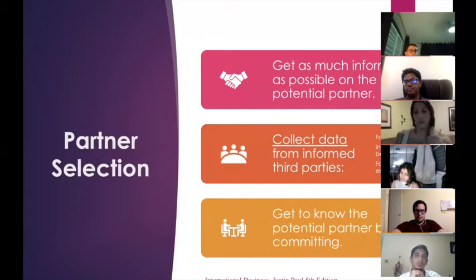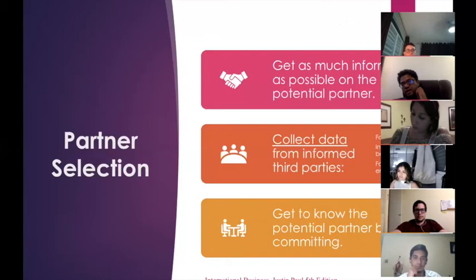This is what consultants always advise when you are looking for a business partner. And collect data from informed third parties. It can be former partners of the same company, it can be investment bankers, it can be former employees. So in other words, you can also get a credit report of this potential partner. A credit report also helps to understand whether this potential partner is sincere in his past dealings, the track record of the partner and such kind of things.